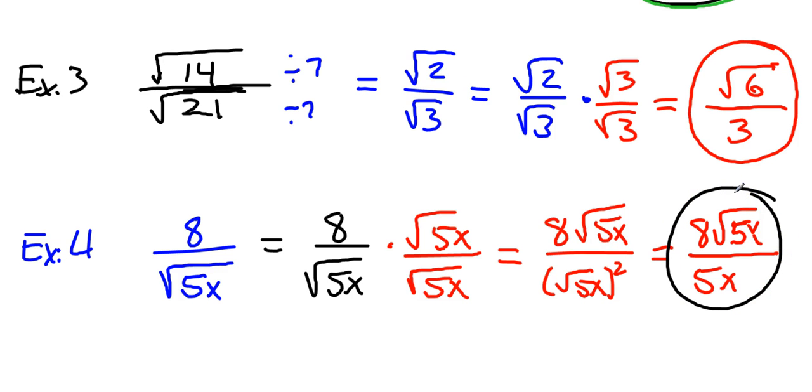Okay, but again, if you kind of get used to the shortcut of it, if they ask you to rationalize, we're doing the same thing. We're moving the square root from the bottom to the top, and on the bottom, you're just going to take the square root off. And then simplify and see what you can do there.